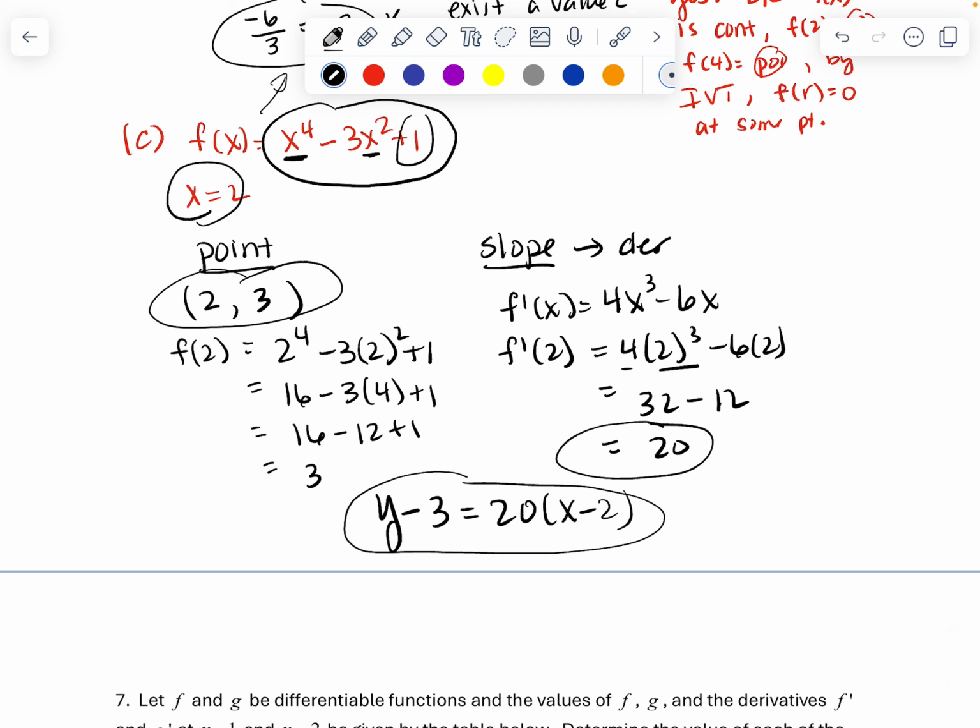You guys, I give up. 16 minus 12 is 4. 4 plus 1 is 5. Okay, I think I should literally retire right now. Let's try that again. Does that make sense? Okay, awesome. There's your answer. All right. So you guys, that's number 6, and we're almost done.